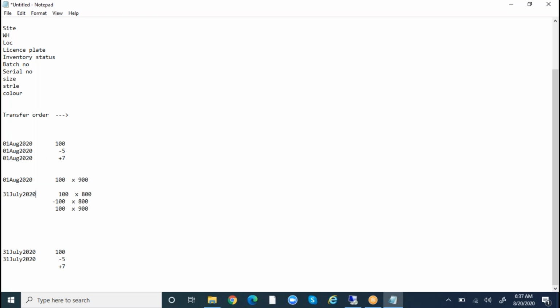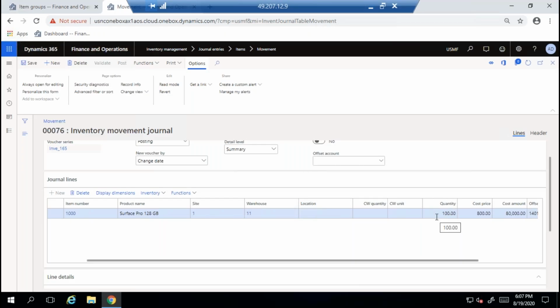Sir, instead of correcting it, can't we delete? No, we cannot delete this. Once the transaction is posted, you cannot delete. Of course, technical consultants can do it, but that is most dangerous. Data inconsistency will be there. That is not at all suggestible.